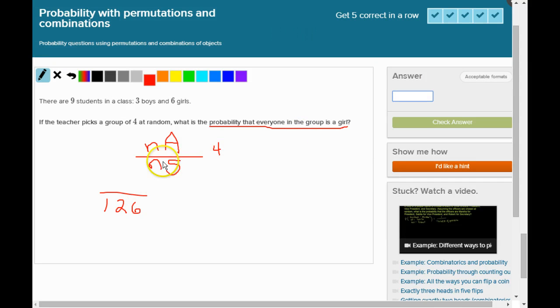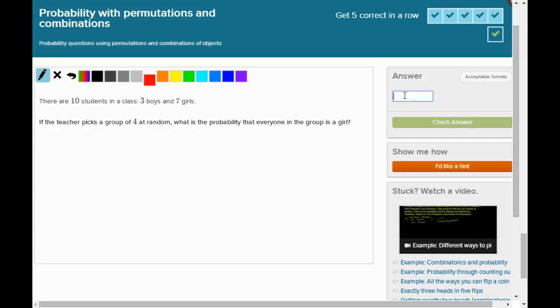So then my probability of A, event A, there are 15 combinations that involve only girls out of the 126, right? So that would be my answer. Just see if I can reduce that at all. 15 divided by 126, and it does reduce. It's 5 over 42. So let's put in 5 over 42, and we'll cross our fingers here. There we go.